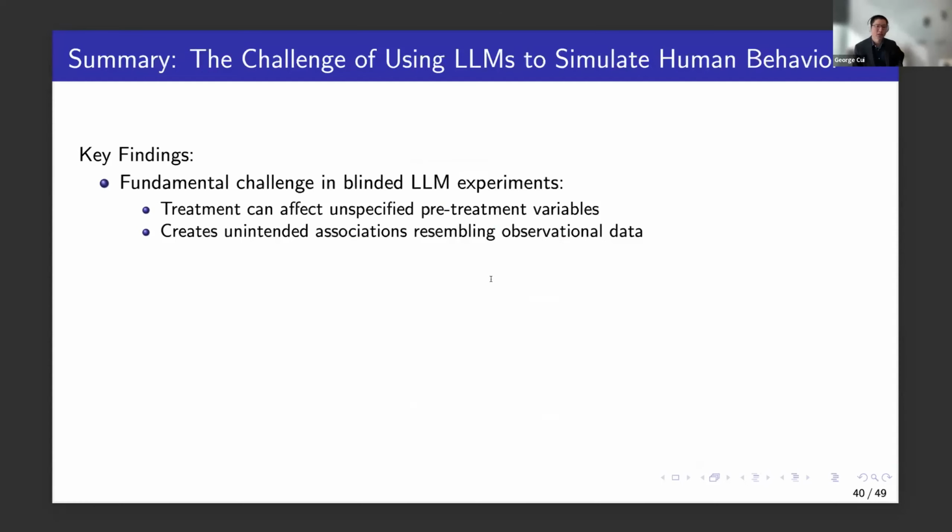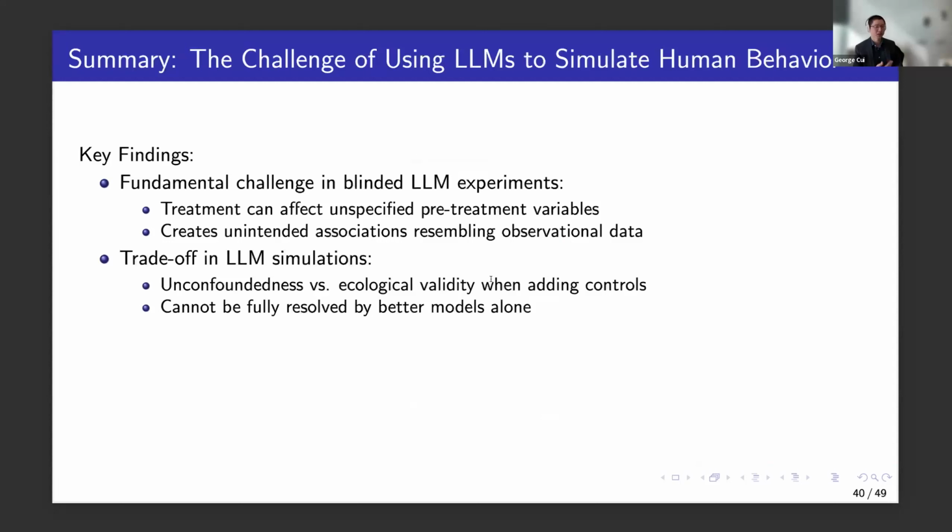To summarize, one fundamental challenge of using GPT or large language models in general to simulate human behavior is that in blinded large language model experiments, treatment can affect unspecified pre-treatment variables and create unintended associations resembling observational data. The trade-off in the simulation is unconfoundedness versus ecological validity when adding controls, and it cannot be fully resolved by better models alone. We also want to think about how to use them and what additional information to include. To take a step back, one way to think about this is that if we think of the GPT or large language model in general as a predictive model, it is predicting the next word, and blinding is like withholding information from the model, right?